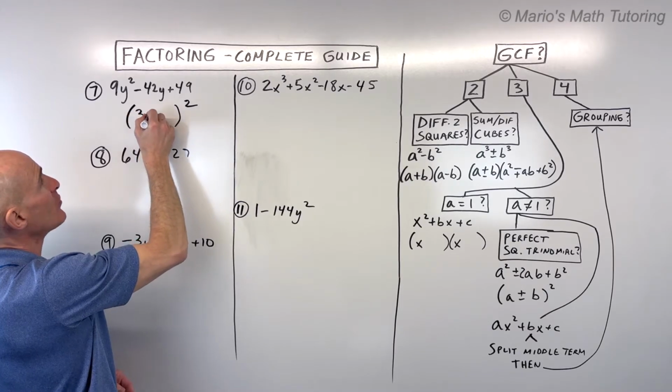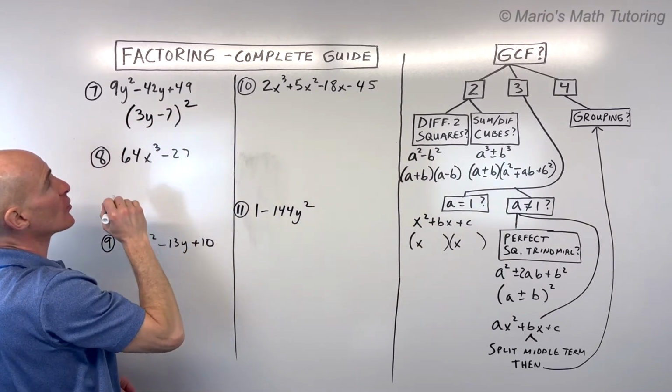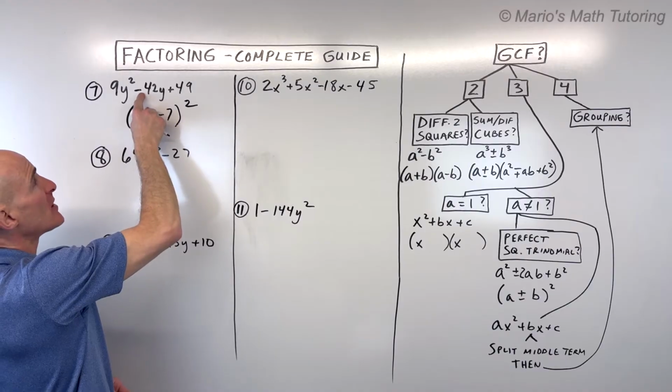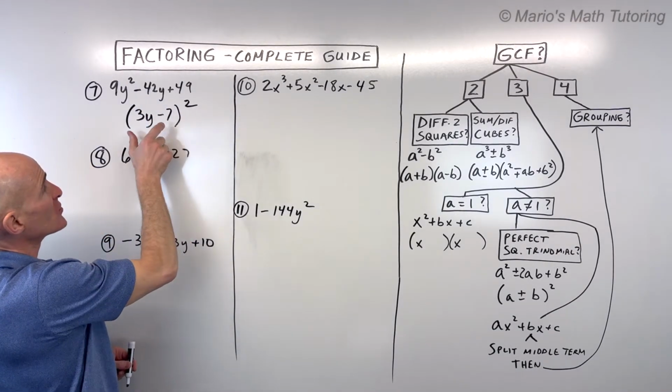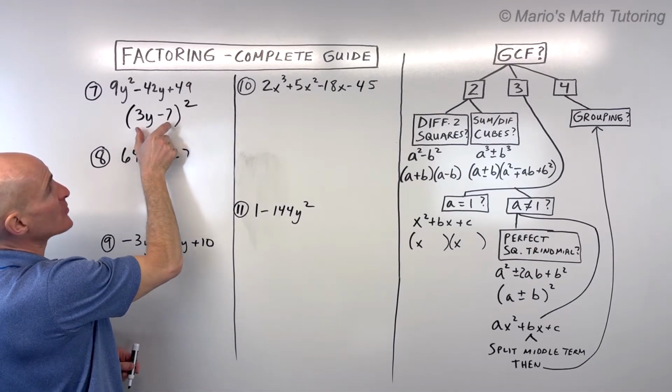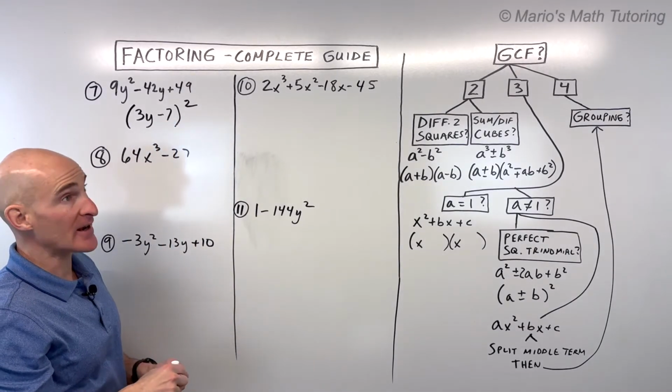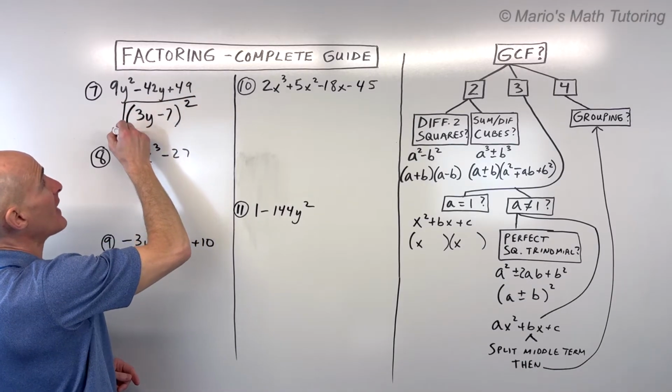So that means that I can factor this as a binomial squared. It's going to be 3y minus 7, the quantity squared. If this was plus 42y, this would be plus 7. Now you can check your work because when you square something, it means you have this quantity twice, 3y minus 7 times another 3y minus 7, and you can FOIL that out or multiply that out and you'll get back the original.